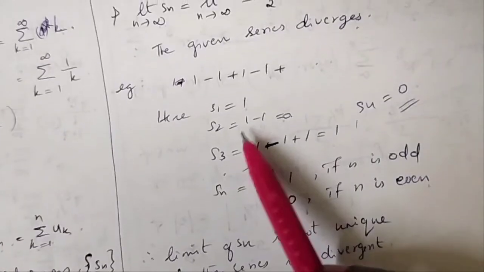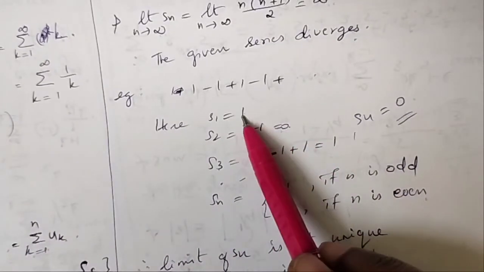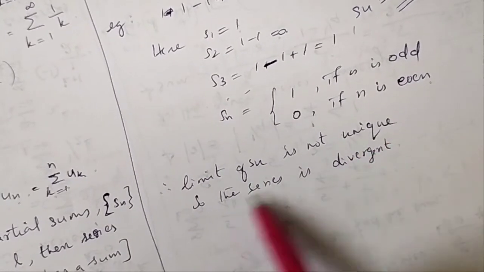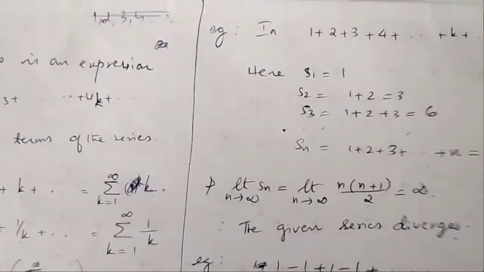Okay, so that means we get different sums, either 1 or 0, that's all. So the limit value is not unique. In some cases it is 1 and in some other case it is 0. So it is not unique. So the series is divergent. Okay, so that is the meaning of convergence.